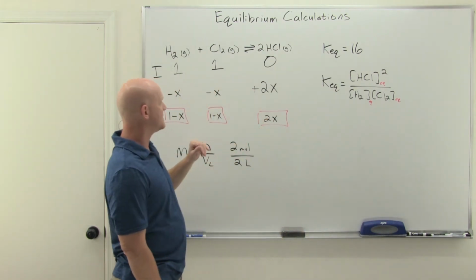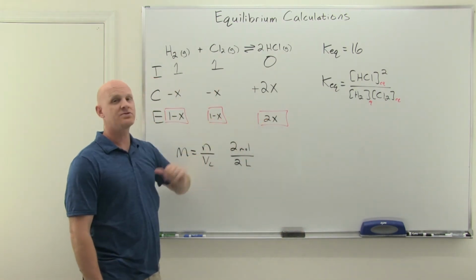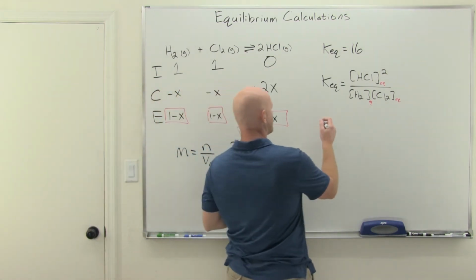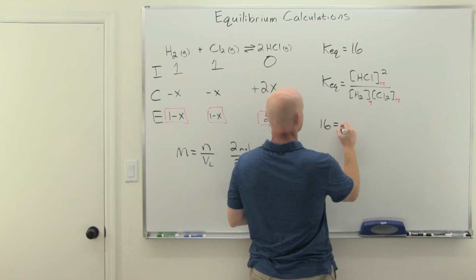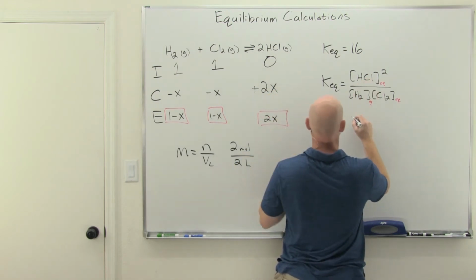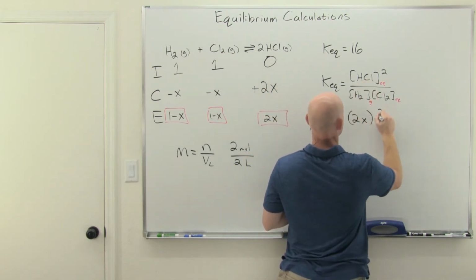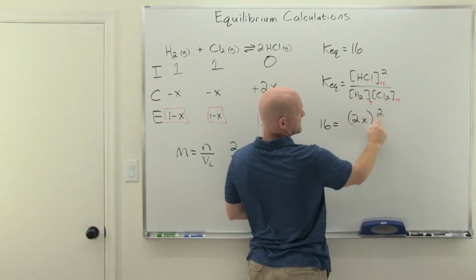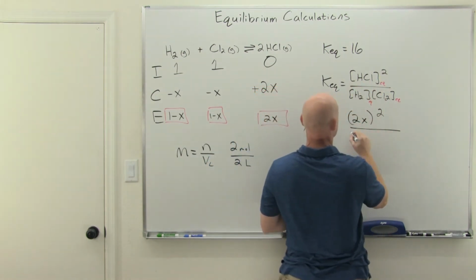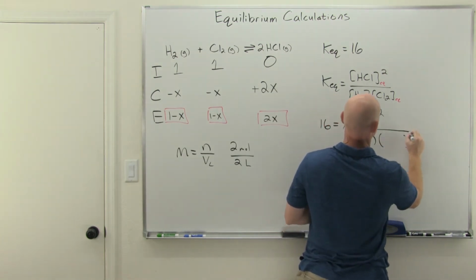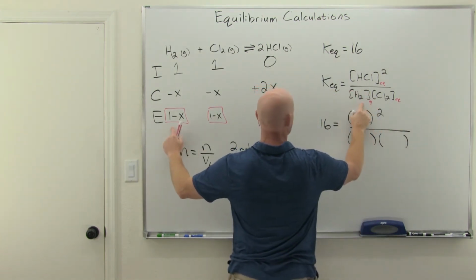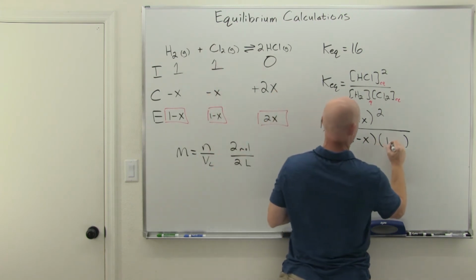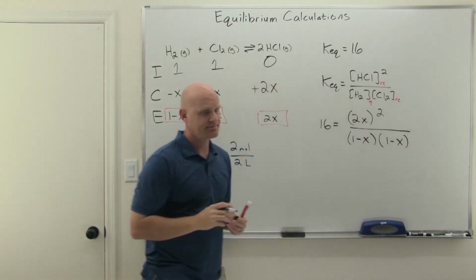But in this case, it turns out if we can write all three of them in terms of a common single variable x in this case, we will be able to solve. And so in this case, we're going to do 16 equals 2x squared. And so notice HCl concentration is 2x, and then this formula tells me I've got to square it as well. And then the H2 concentration at equilibrium is 1 minus x, and the Cl2 concentration is also 1 minus x.